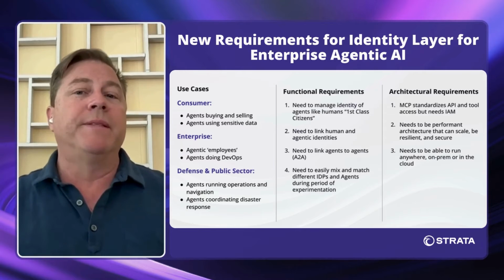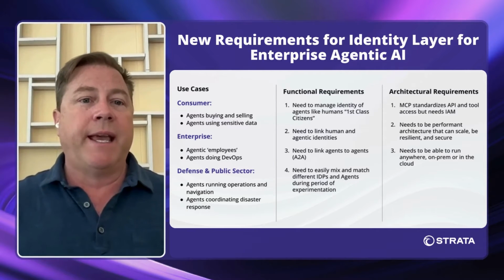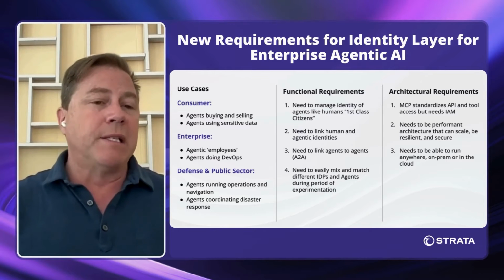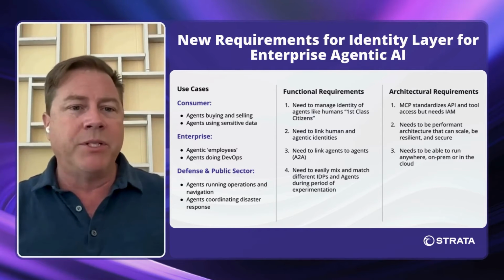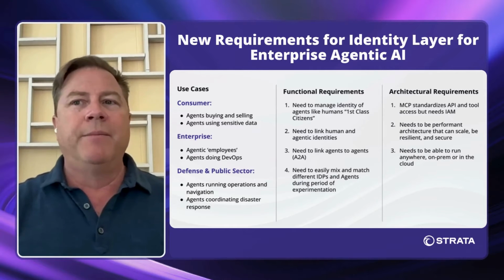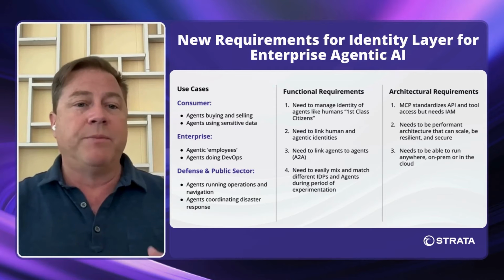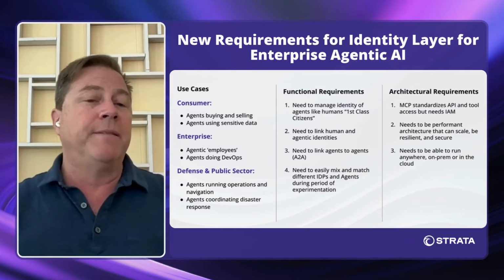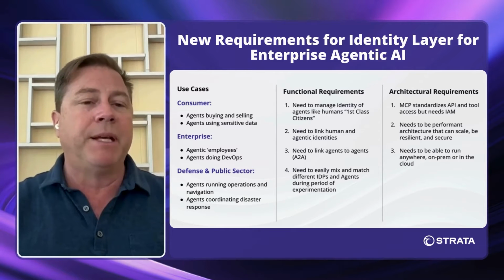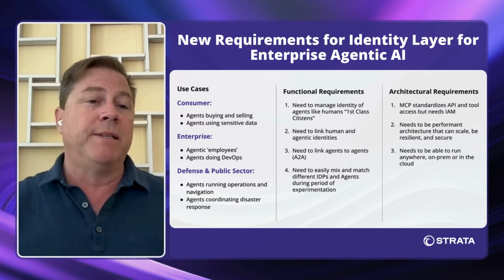So the new requirements that we have for providing this identity layer for Agentic AI, I want to start with the use cases, because some people are asking me, hey, is this a consumer issue, a CIAM issue, or is it a workforce issue? I think it's both. And I think we're going to see use cases for consumers where you have agents buying and selling things, maybe concert tickets, right? Where agents need to manage sensitive data, could be age, things like that, because we want to be able to enforce real world policies in the digital sphere.